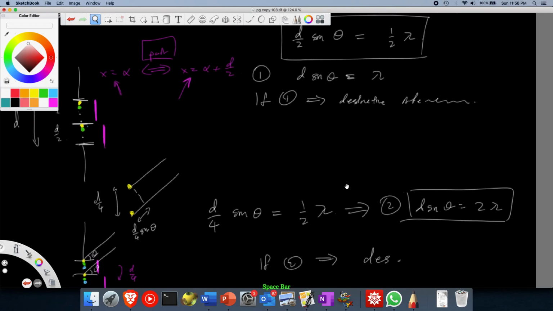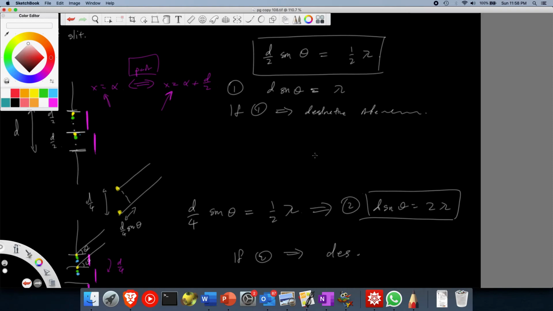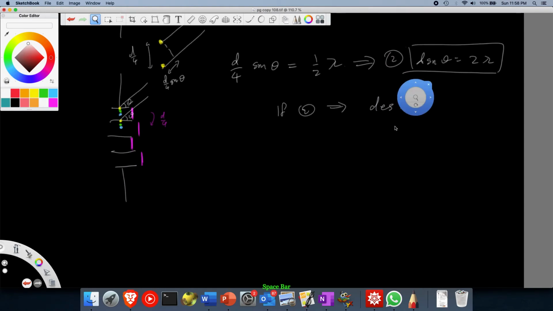Now this is a condition we can add on to. So we now have two possible sufficient conditions for destructive interference. One is this, and the other one is this. Now we can similarly repeat the argument for 6, but for the sake of brevity and generalization, I will not do the case for 6 completely. I'll just say the case for 6 is d over 6 sine theta equals half lambda, right? And that will lead to d sine theta equals 3 lambda.